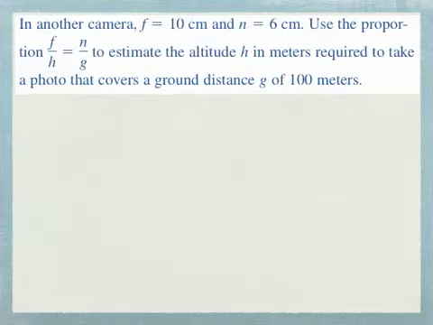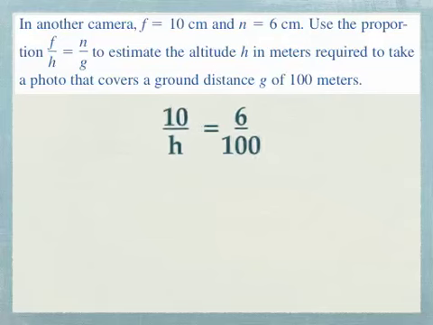This next example says in another camera, F equals 10 centimeters and N equals 6 centimeters. Use the proportion F over H equals N over G to estimate the altitude H in meters required to take a photo that covers a ground distance G of 100 meters. Basically, they've given us a proportion, and they've given us some of the pieces that we need in this proportion. They've told us that F is 10 centimeters, N is 6 centimeters, and that G is 100 meters.